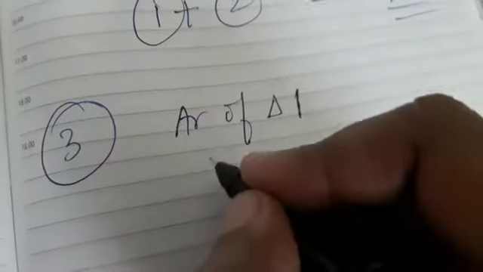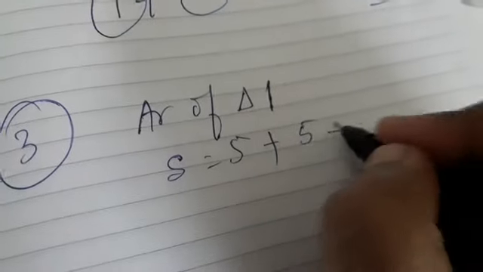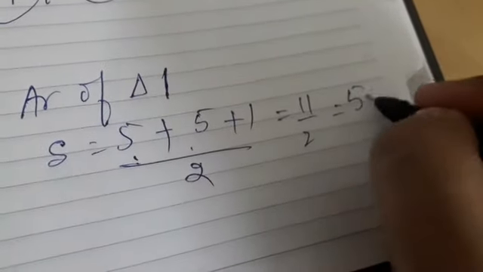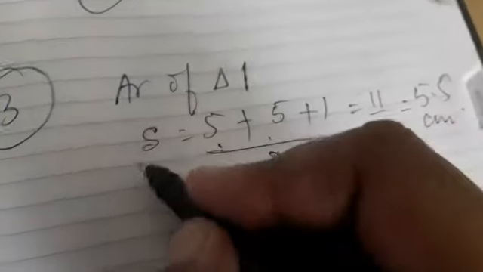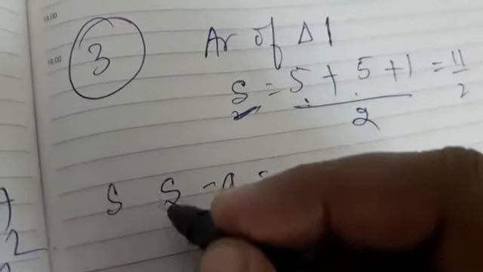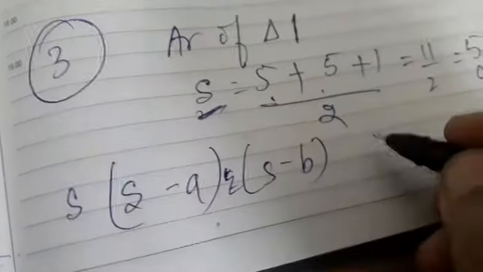Area of triangle 1. S, okay, I'll write S directly. I'm writing, you can go through your question. 5 plus 5 plus 1 will be 11 by 2, that is 5.5 centimeter. This is S. Now S minus A, S minus B, S minus C, I will write directly. This is under root.